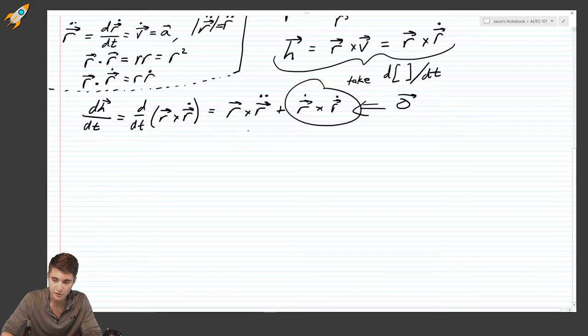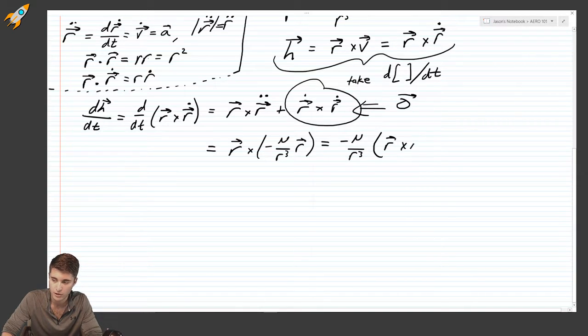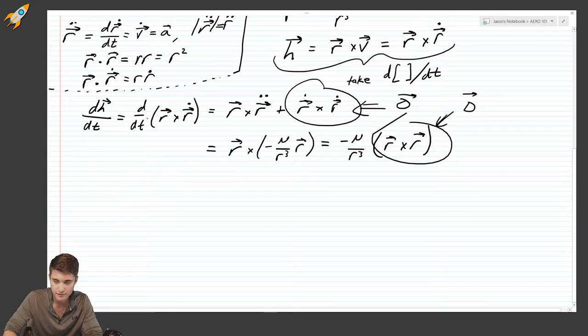And check this out. We actually already know what r double dot is, too. Because of the equation above, r crossed with negative mu over r cubed r. So this is equal to negative mu over r cubed, r cross r. Look at that, another one of these, which is also equal to the zero vector. So what does that mean? The derivative of the angular momentum vector with respect to time is zero.